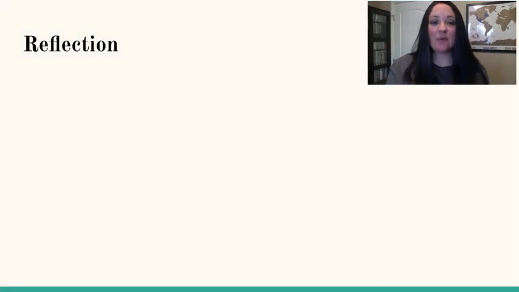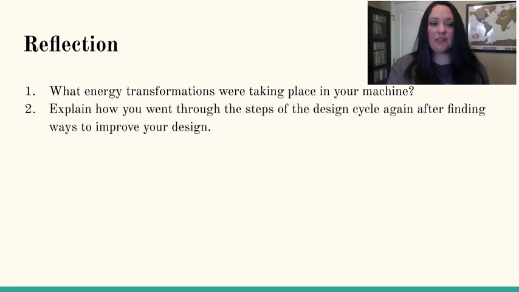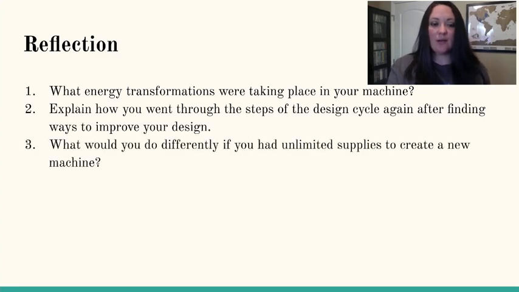Now let's take some time to reflect. We've got a few questions to make sure that you understand the activity that you did today. Number 1, what energy transformations were taking place in your machine? Number 2, explain how you went through the steps of the design cycle again after finding ways to improve your design. Number 3, what would you do differently if you had unlimited supplies to create a new machine?